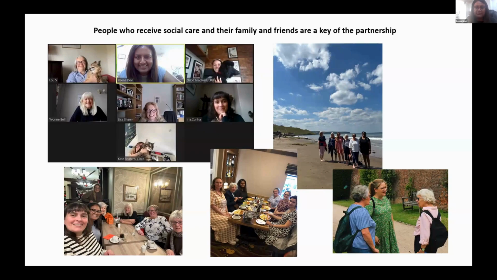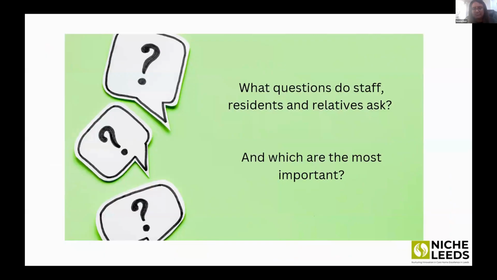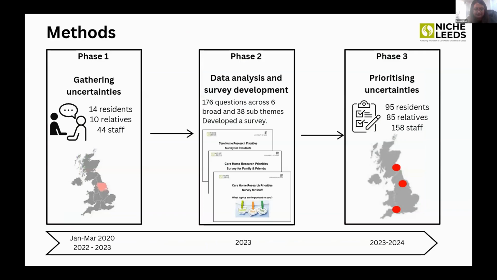Now I'm going to talk about the actual study where we identified research and practice priorities. As I mentioned, a key part of our partnership is to start with those questions that matter to the people that live in care homes, the families and the staff. What we did in this study was systematically gather the questions and, with the people in care homes, prioritise which ones are the most important, i.e. which ones we should be focusing more on in our research.